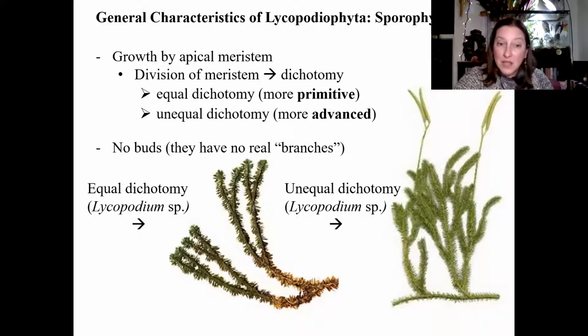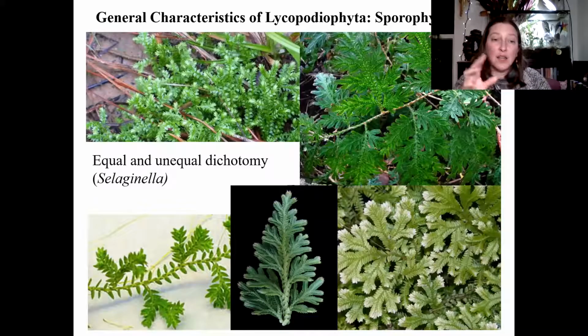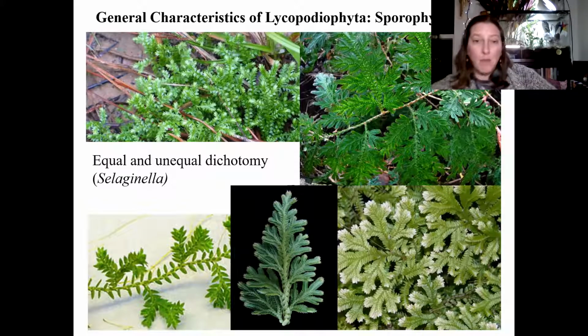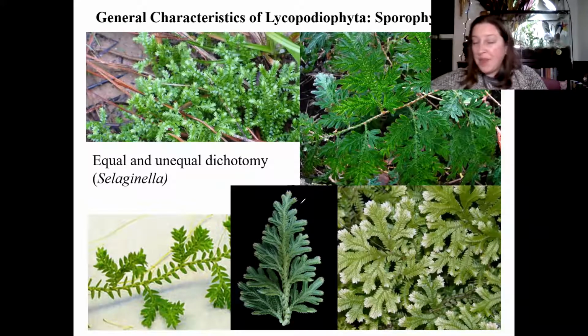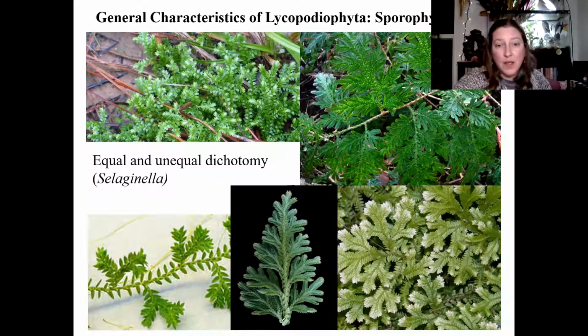Okay, so this is Lycopodium, right? An example of a more primitive member that has only equal dichotomy, and an example of a more advanced member, one that has unequal dichotomy. Selaginella can have both. It depends on which species you're looking at, but most of them actually have a combination of both equal and unequal dichotomy on a single individual. So a good one to look at could be this one here at the bottom, because we could see more of the plant.